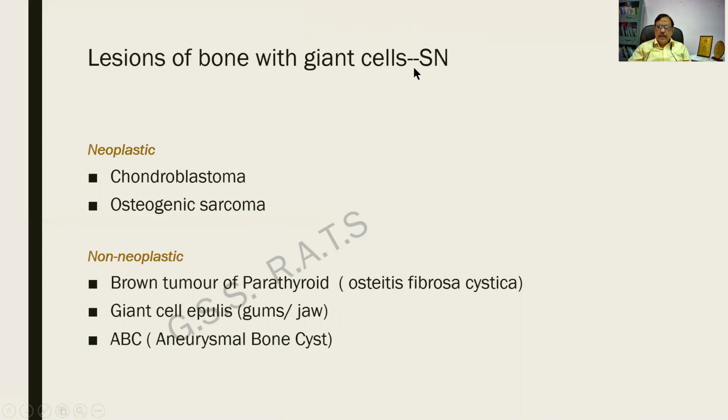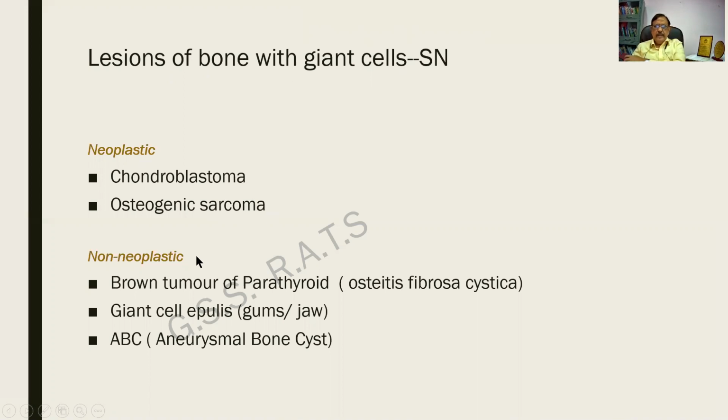This question also has been asked for you people. Mention the lesions of the bone with giant cells. Even otherwise, in this question, if you can mention the other lesions which have giant cells, it will fetch you marks. The neoplastic lesions are chondroblastoma, osteogenic sarcoma. We had seen it earlier, osteogenic sarcoma.